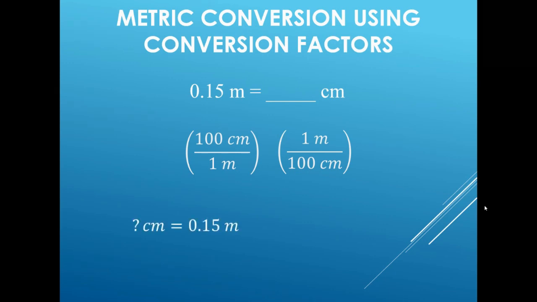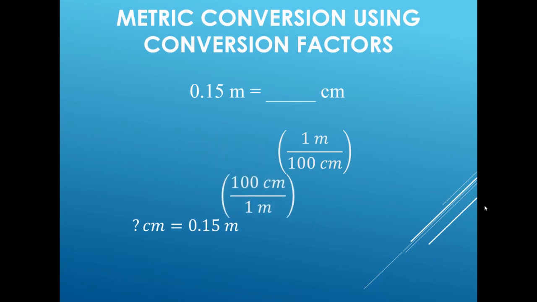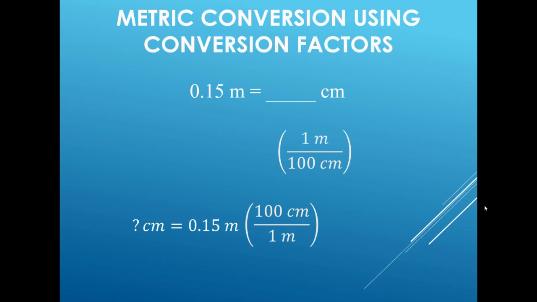We are going to multiply by our known value, which is meters. So we want to use the conversion factor that has meters on the bottom. This will cancel out the meters and leave us with centimeters on the top, which is perfect. Now we can multiply across and we get 15 centimeters as our answer.